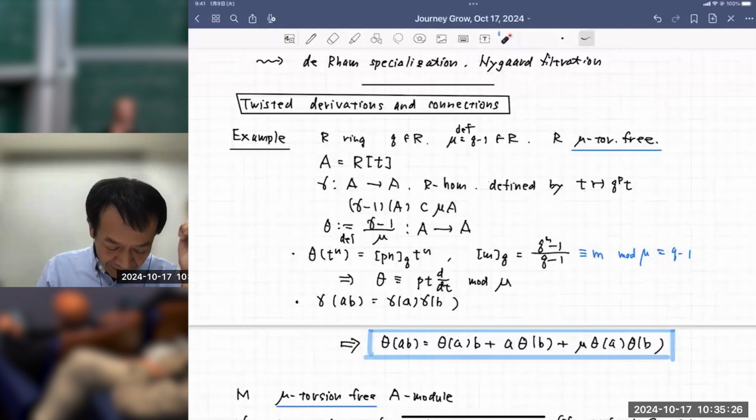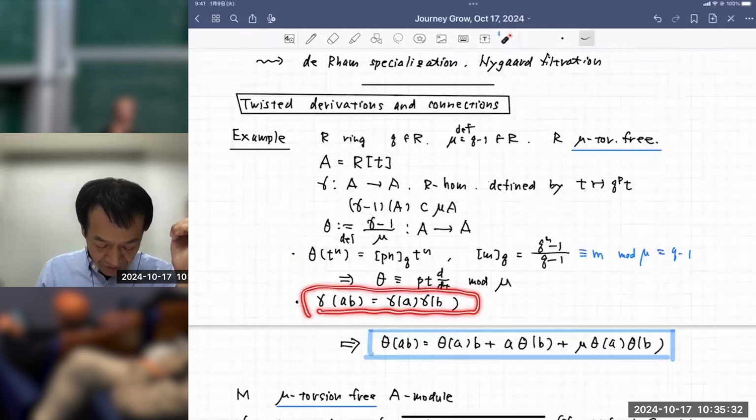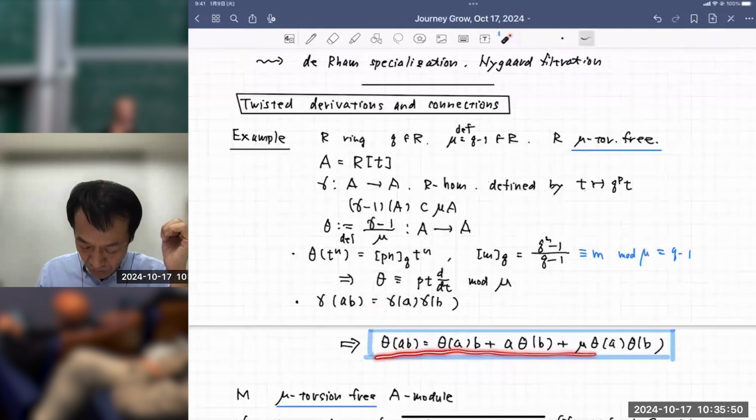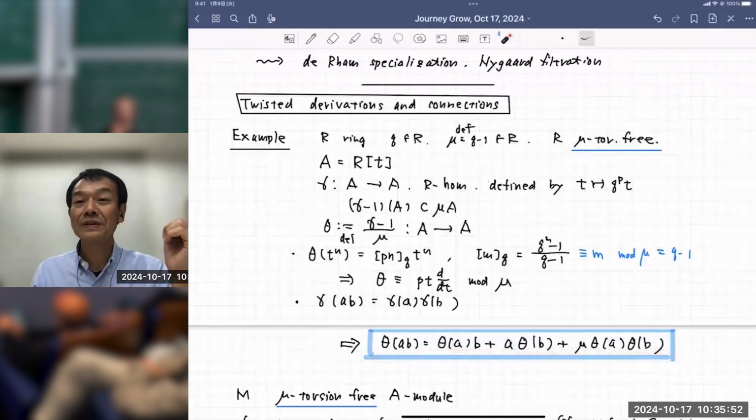And so this operator satisfies a relation coming from this relation. So gamma is an endomorphism, so we have this equality, but gamma is 1 plus mu theta, and mu is torsion free. So this is equivalent to this equality. So it's easy to compute.